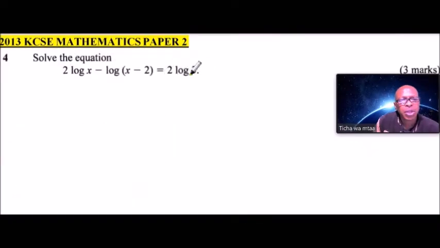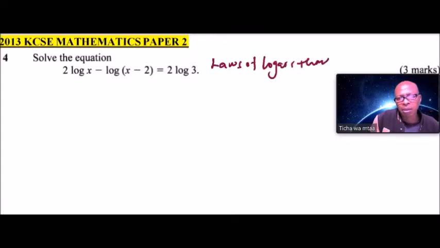Solve the equation: 2 log x minus log (x minus 2) equals 2 log 3. In this question, you are going to apply the rules of logarithms. We have 3 of them, but I've just mentioned where we need to apply each of them where necessary. So we can look at the first part here.